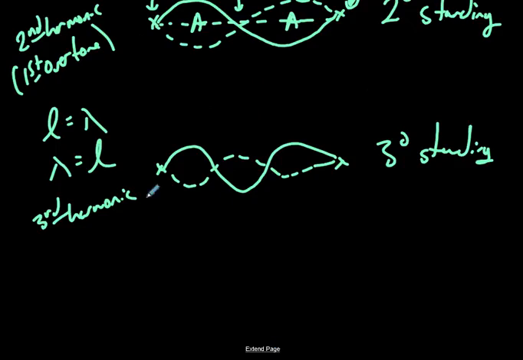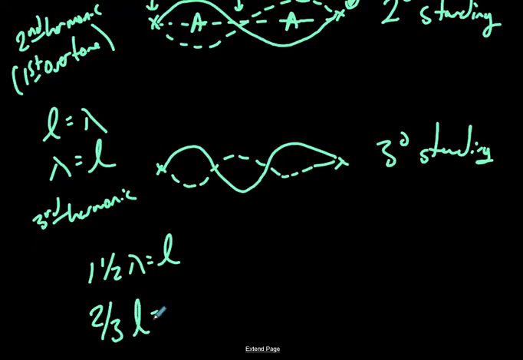Okay, and now what you have is 1.5 wavelengths is equal to L. Or, 2/3 of this is one wavelength, so 2/3 of L equals a wavelength. Now remembering that the velocity is the same, if you decrease the wavelength, you could probably figure out that there is a mathematical relationship between these frequencies, and you can figure out what frequency that happens at.